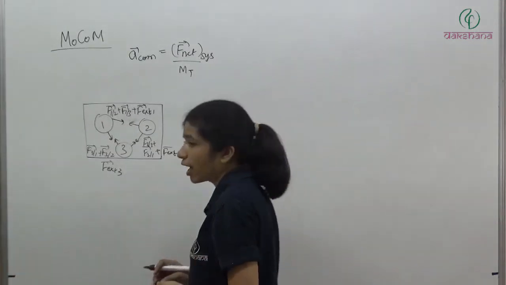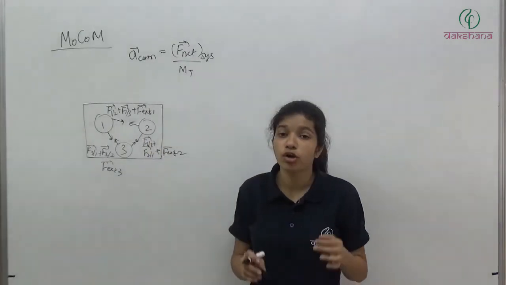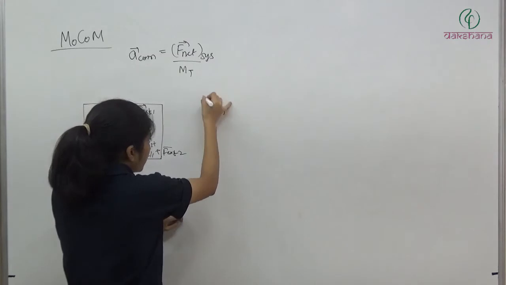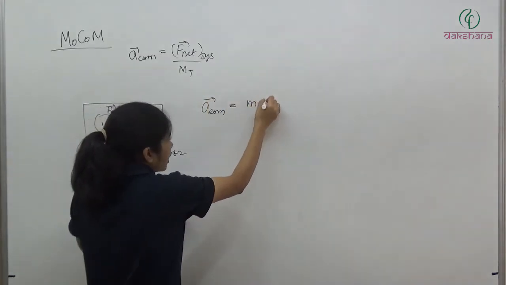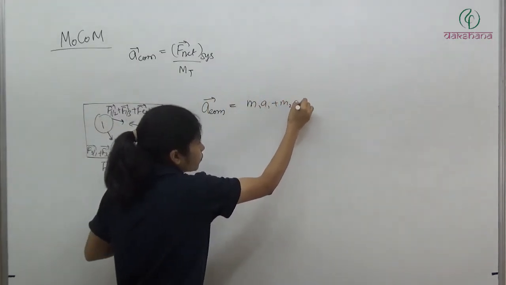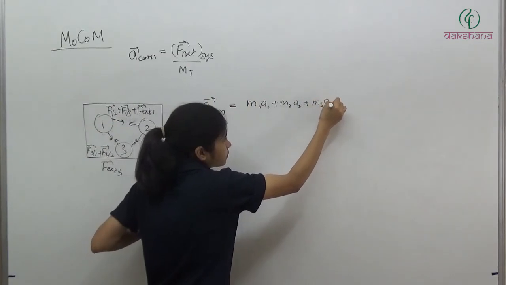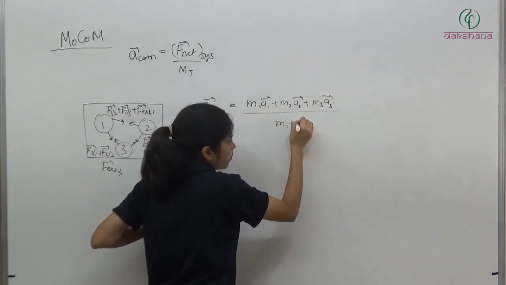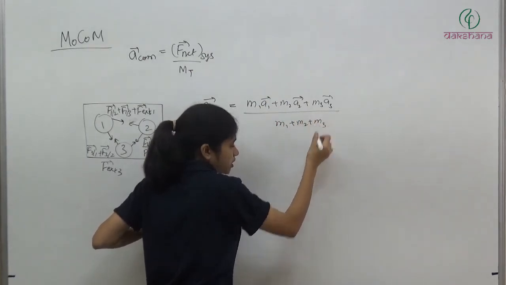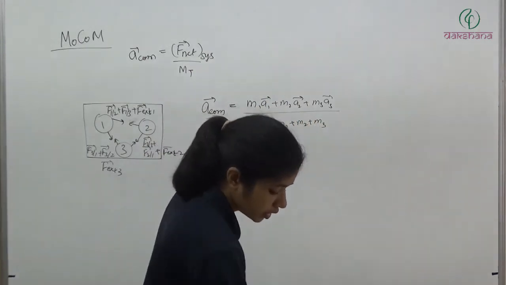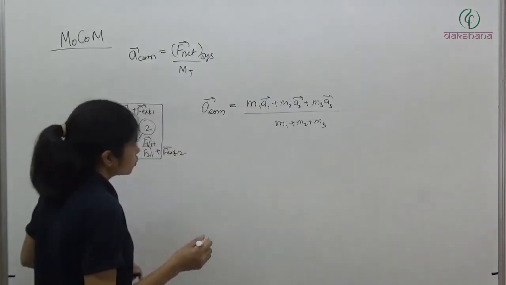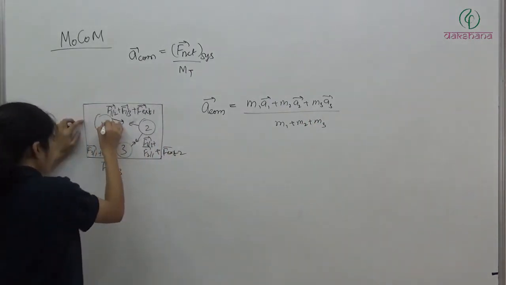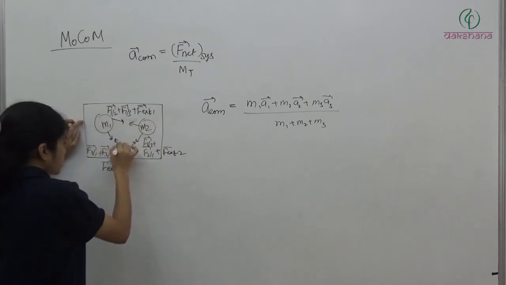So now if I want to find the acceleration of center of mass, what I will do: acceleration of center of mass is equal to m1a1 plus m2a2 plus m3a3 divided by m1 plus m2 plus m3. This is the acceleration of center of mass. So now how will we find it? We have m1, this is m1, this is m2 and this is m3.